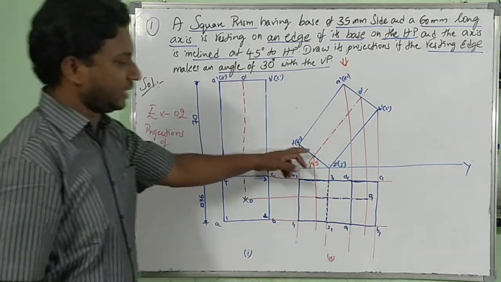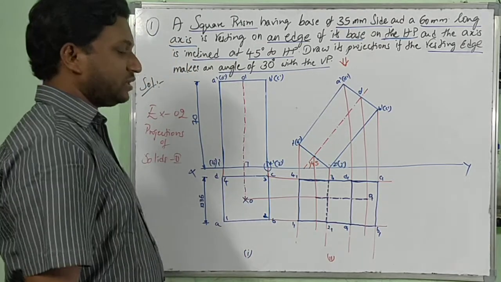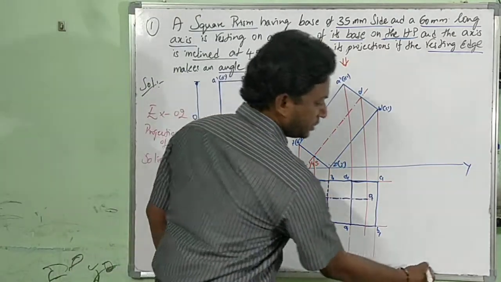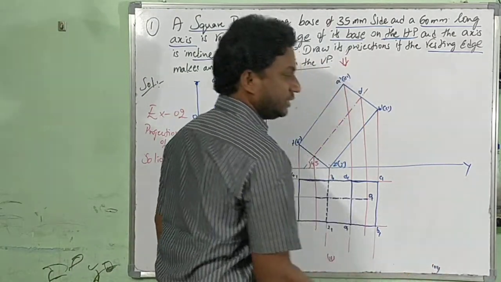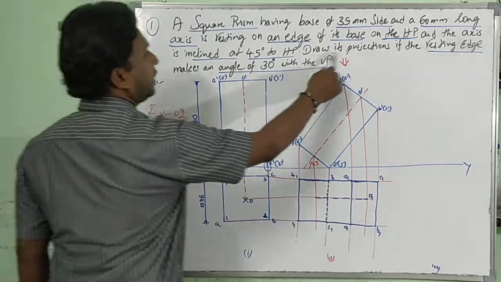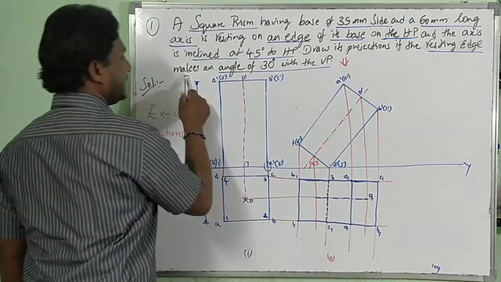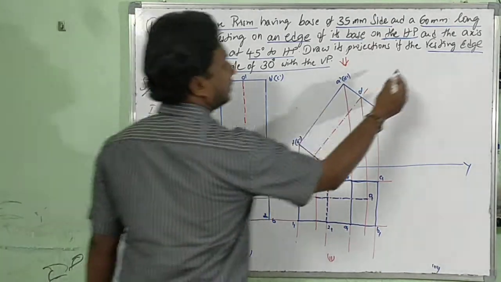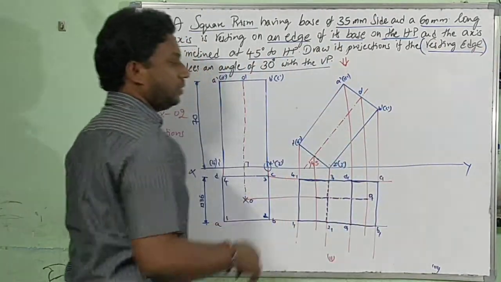So it is that, which is hidden. Now, continuing from that, if you look at this third position, we are supposed to solve the problem: draw its projections if the resting edge makes an angle of 30 degrees with the VP. Resting edge. What is the resting edge here in this problem?